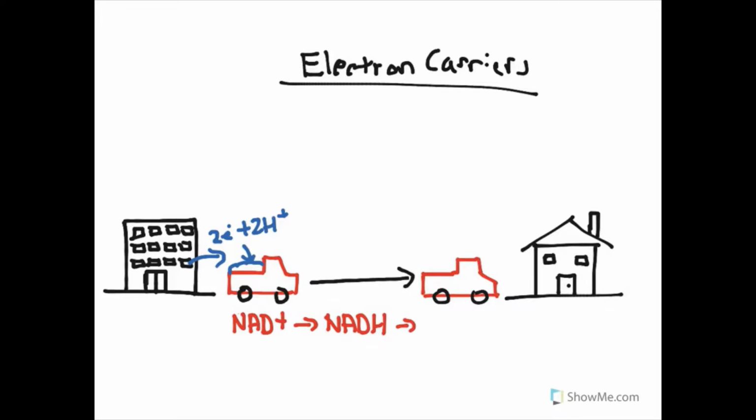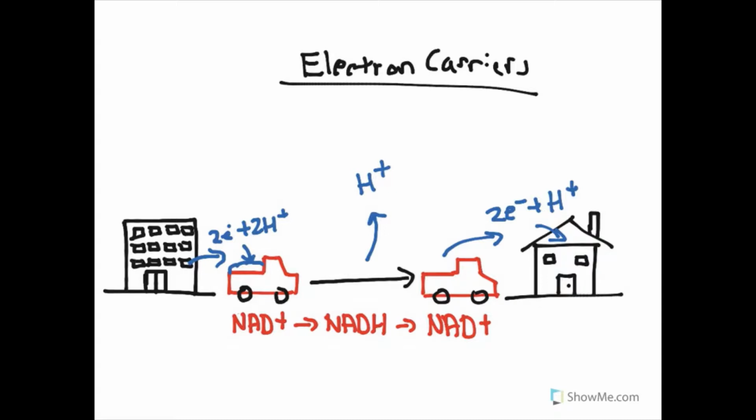And when I drive it across, let's say for some reason one of his hydrogen ions blows out the back. So when I unload it, I'm going to have 2 electrons and only 1 hydrogen ion, and I'm going to deliver it to his new house. And I'm going back to being NAD+, because I've unloaded it. The oxidized state is NAD+. The reduced state is NADH.